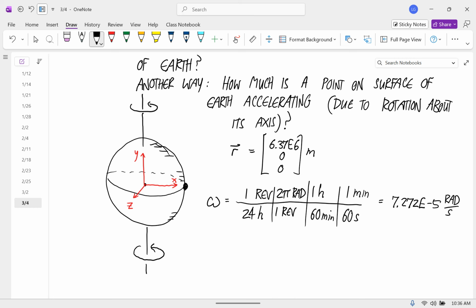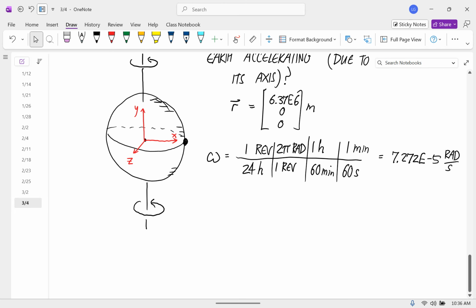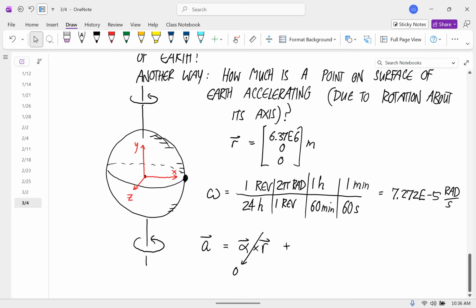Okay, so we have a really tiny angular velocity, but we also have a really big radius. So let's do this calculation and see what we come out with. We're going to assume that there's no angular acceleration. It's basically a constant angular velocity. So the acceleration is equal to alpha cross r, and we're going to forget about this, plus, the way I have it drawn, this angular velocity is about the positive y-axis according to the right-hand rule.